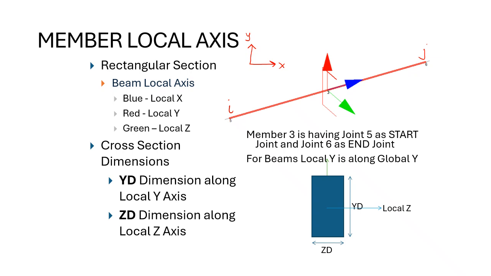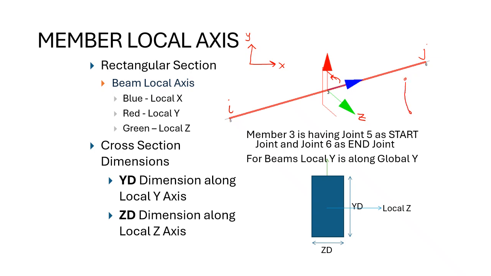So this is the first principle. Local y is always along global y. So for all beam elements, their local Y is along global Y and it is red color. Now using the right hand rule, moving from X to Y with your right hand fingers, we get the third axis, which is the Z axis.